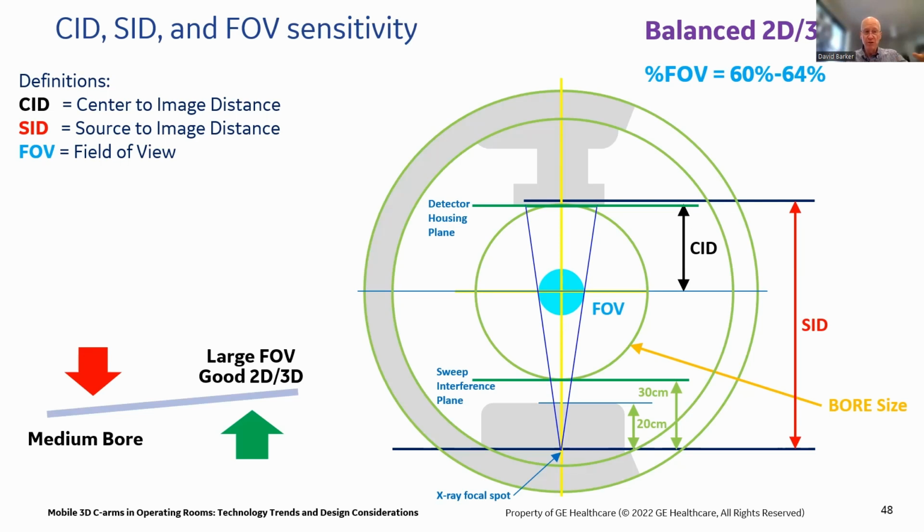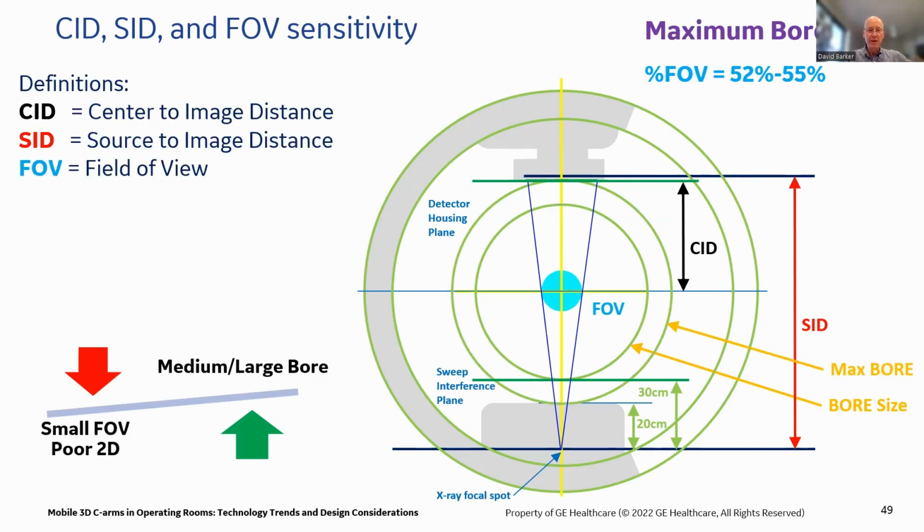So I'm either going to use more floor space for 2 devices, or I could design one which will do both things at the same time effectively. This is kind of the magic you're going to want to find. Get an FOV between 60 and 64%. That's going to tell you the CIDs where you want, the SIDs where you want, the volumes where you want, and so forth, and the bore size is going to be where you want.